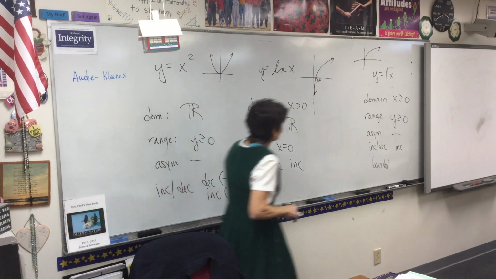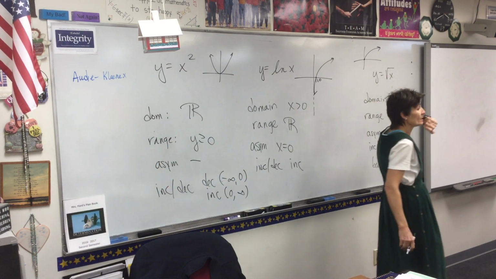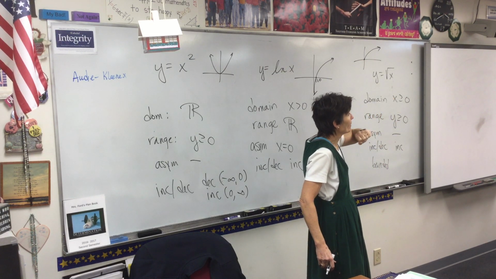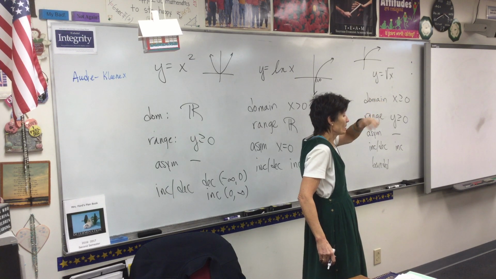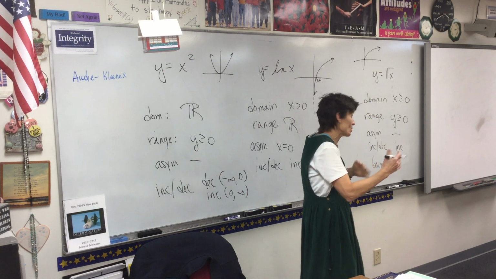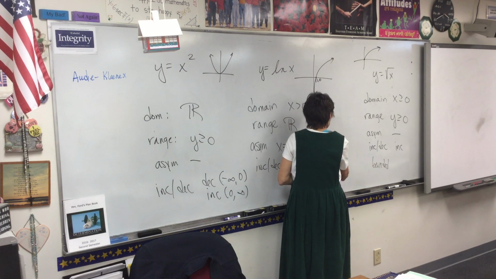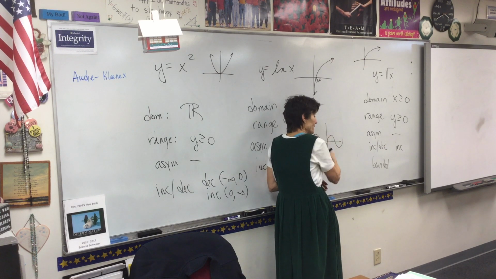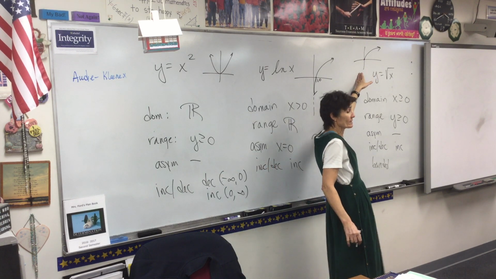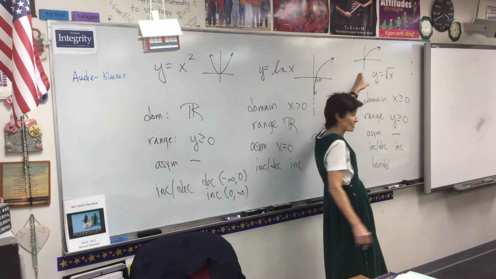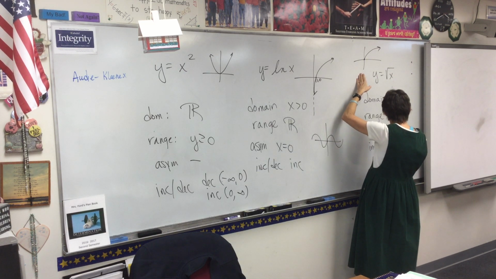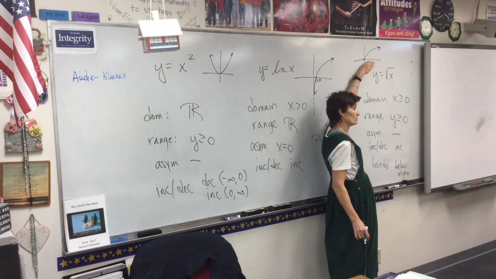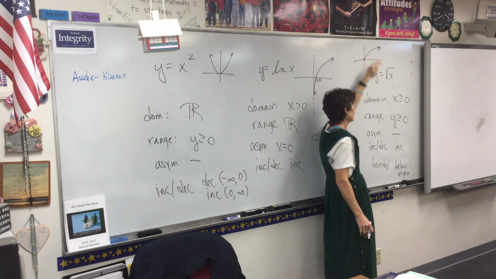And finally, bounded. Now remember, bounded below means you have a floor. Bounded above means you have a ceiling. Bounded both means you have a floor and a ceiling. So bounded at both would be like your sine curve. Remember your sine curve? That's bounded above and below. It has a floor and a ceiling. Does this one have a floor or a ceiling? Has a floor. So this one's bounded below at 0. It's got a floor at 0. Doesn't go past 0.